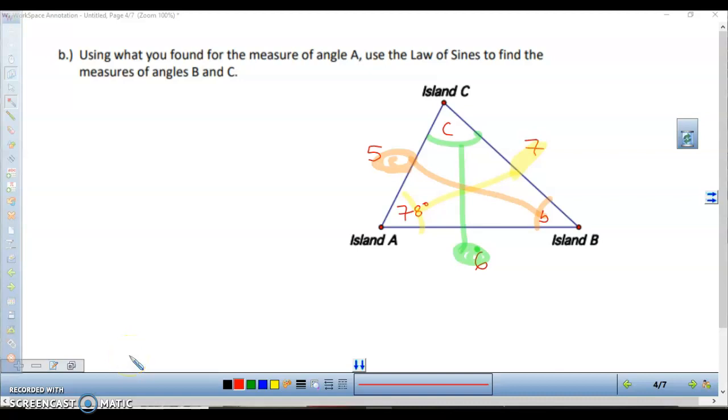Got cut off. So anyway, like I was saying, what we're going to do is use the law of sines to find B. Doesn't matter which one we do, honestly. And then once we know that, we know the triangle sum theorem. They're all going to add to 180, so we can find C substantially easier.